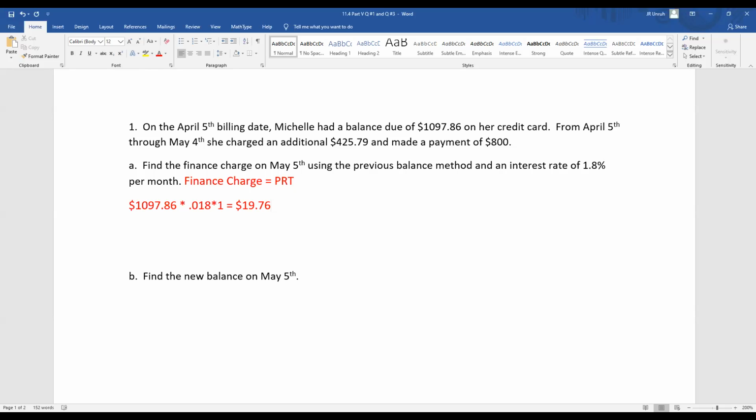$19.76. So what you need to remember is, when you're converting from a percent to a decimal for multiplication and finding the rate, move the decimal two places to the left. Again, as I've mentioned, the rate we're given is a monthly rate. Our time in this problem is just 1 month. That's why the one is in there. You don't necessarily need to do that though, because one times anything is itself.